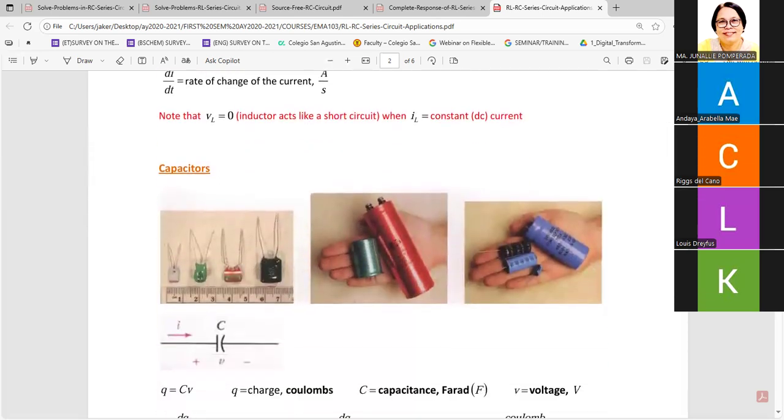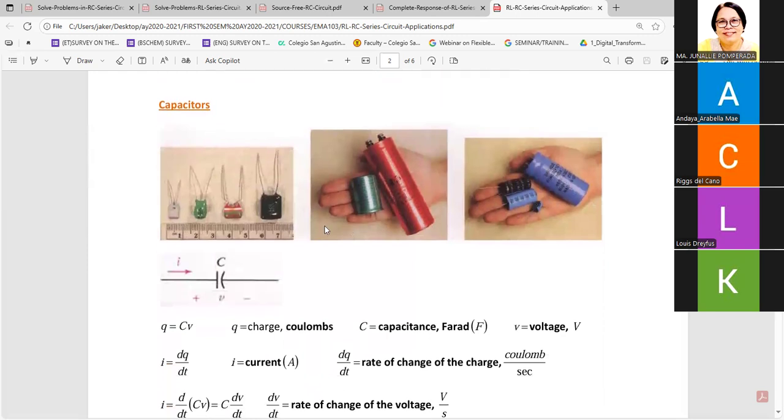Now, the last circuit element is the capacitor. So you have here your capacitor. And the voltage drop across your capacitor is actually the charge on it divided by the capacitance. Because as you could see here, the Q, which represents the charge in coulombs for your capacitor, is the product of its capacitance and the voltage drop across it. So the capacitance is the unit in farad. You can see here, and of course you have the voltage V.